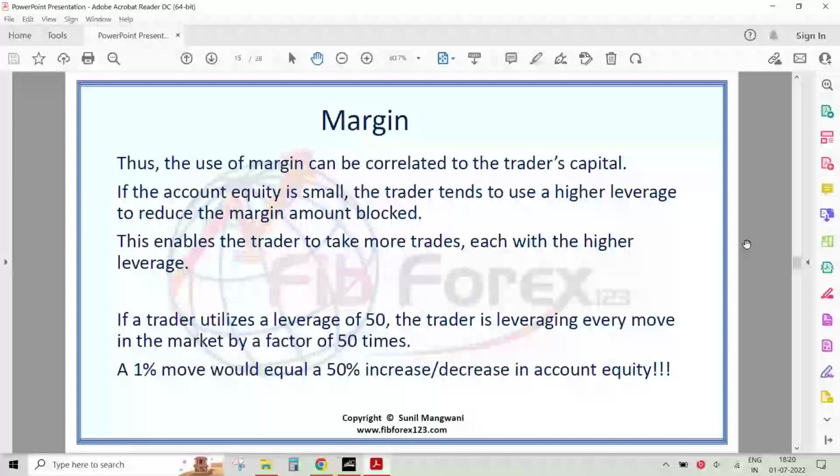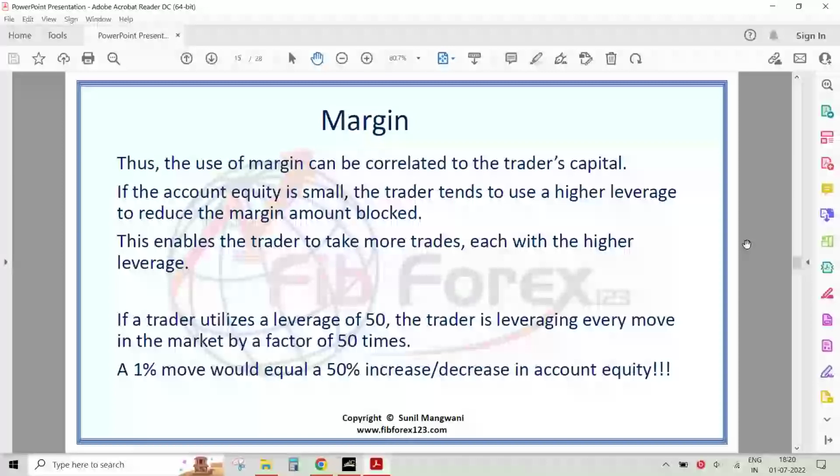But again, remember one thing, a very important point. If I utilize a leverage of 50, I am leveraging every move in the market by a factor of 50 times. A 1% move in the currency that I'm trading would equal a 50% move up or down in the account equity.